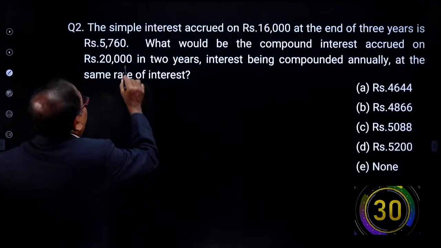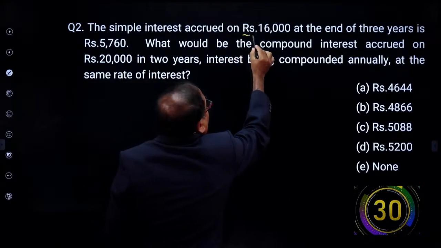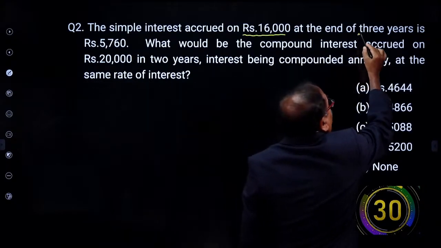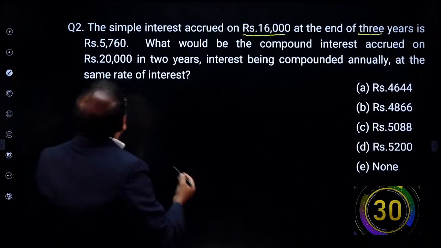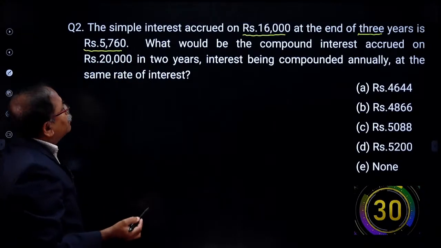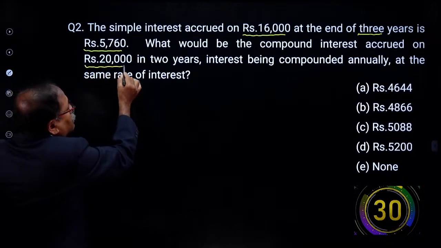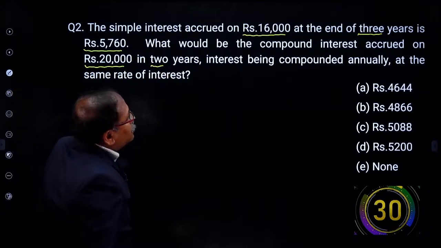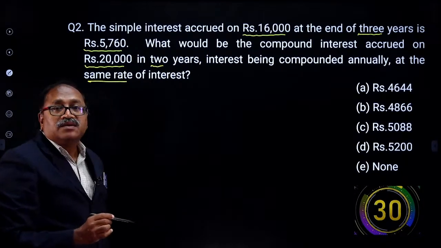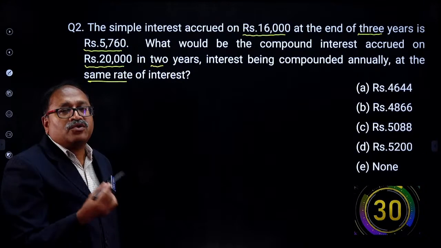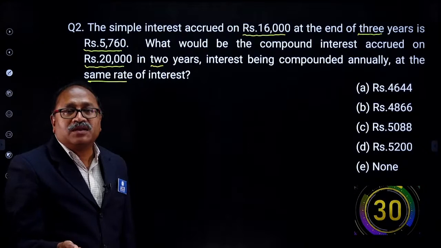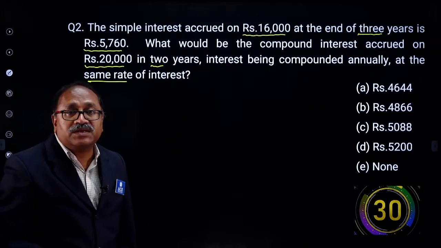What is this question? The simple interest acquired on rupees 16,000 at the end of 3 years, simple interest it's talking about, is rupees 5,760. What would be the compound interest acquired on 20,000 in 2 years, interest being compounded annually at the same rate of interest? So people like Pawan instantly know what to do. This is one of the stereotypical questions. We don't need to think anything. I have to just find out the rate of interest.